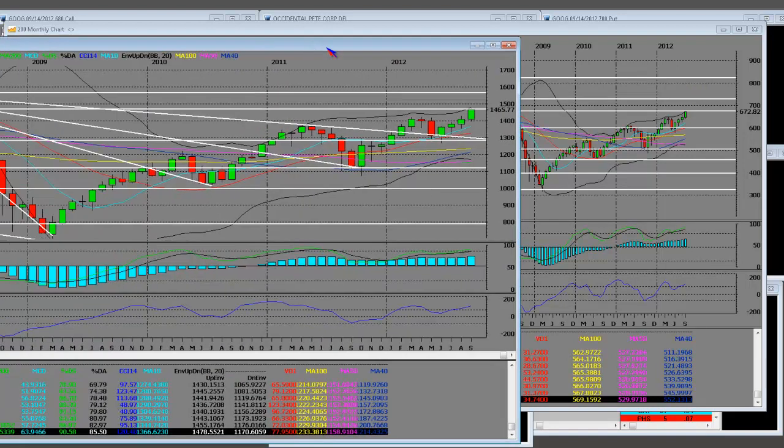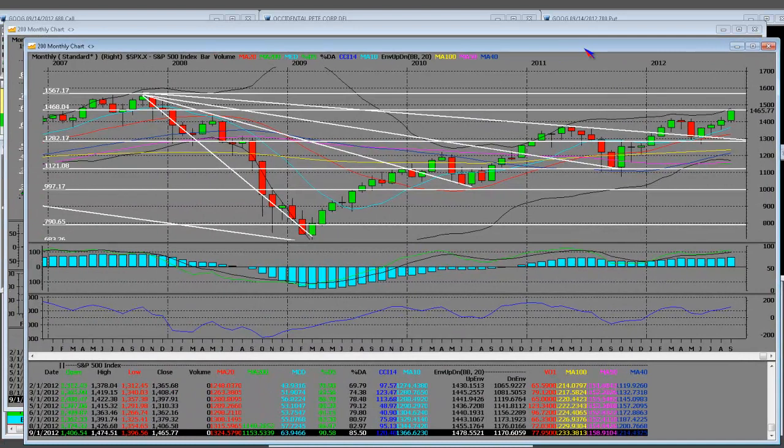Now, I'm going to take the S&P 500, which I put together right here, and this is where the S&P 500 had its high.